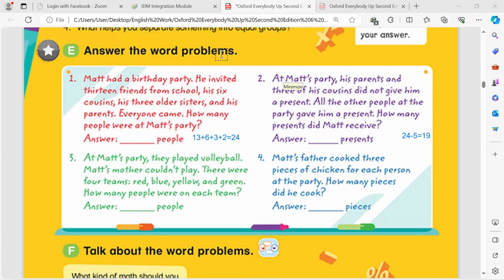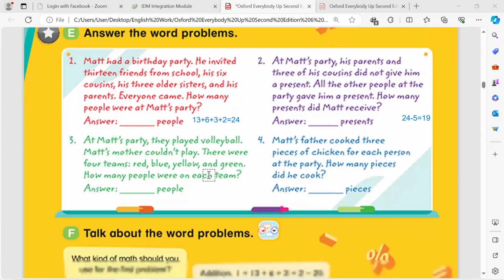Pooh, I will let you read. At Matt's party, they played volleyball. Matt's mother couldn't play. There were 4 teams: red, blue, yellow, and green. How many people were on each team?